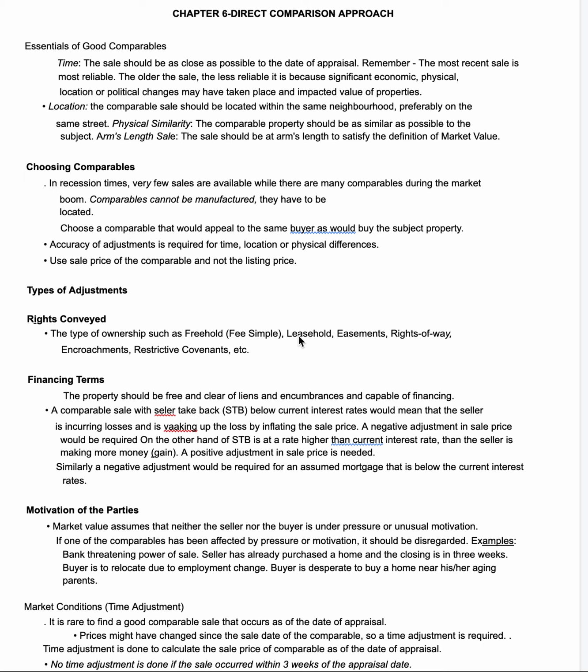Hi, this is regarding the direct comparison approach in the principles of appraisal. The direct comparison approach is one of the most commonly used methods for valuing single-family homes. Essentially, it involves comparing the subject property to similar homes that have sold recently in the same neighborhood.